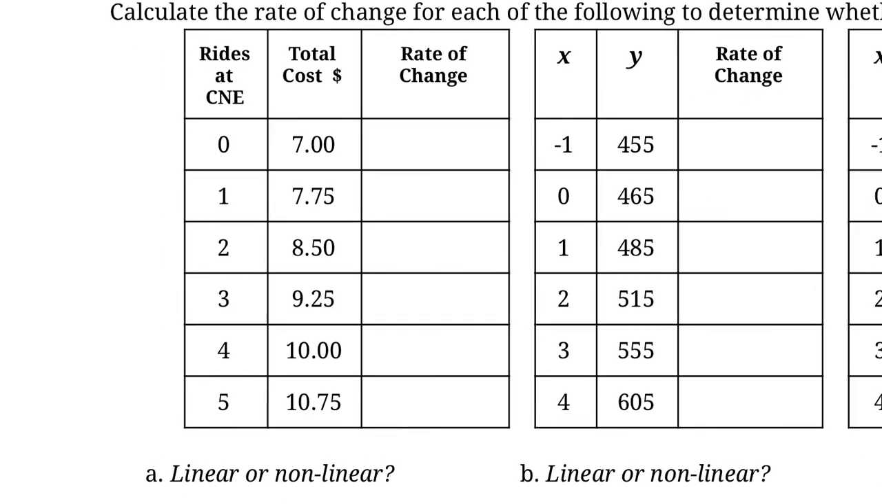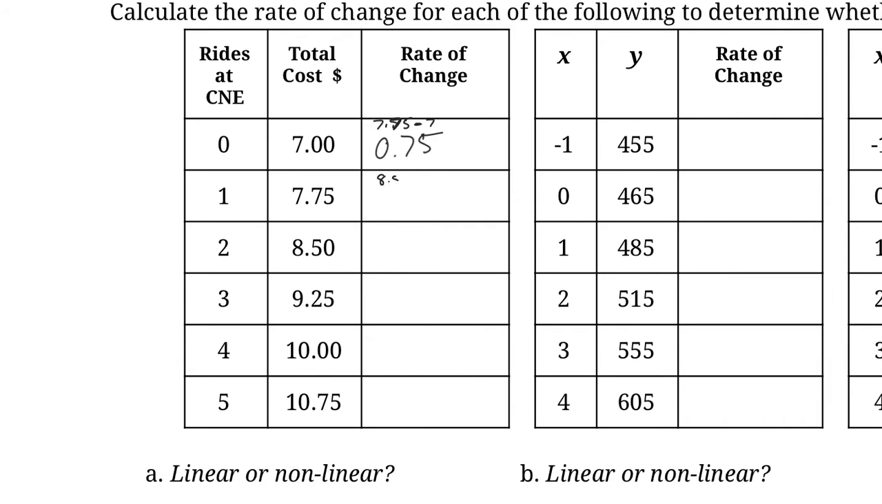So let's look at some examples here. In this first example, I want to calculate the rate of change. If we look at the rides at the CNE, the number of rides are all going up by 1. Then looking at our cost, we need to find out how much our cost is going up by. We can do that by doing the row below minus the row above. So 7.75 minus 7 is equal to 75 cents.